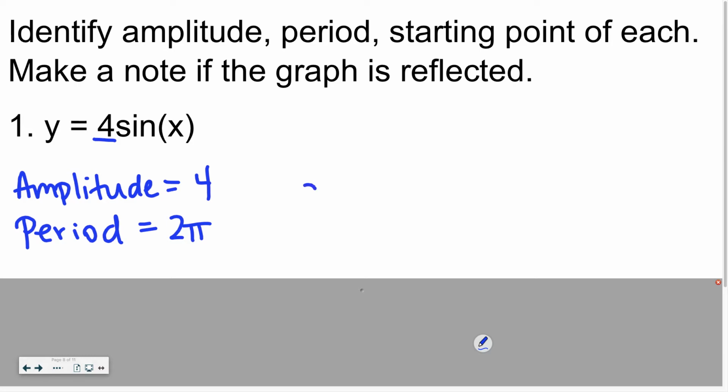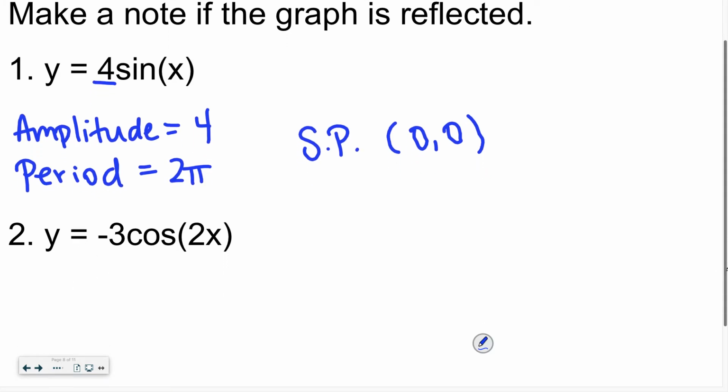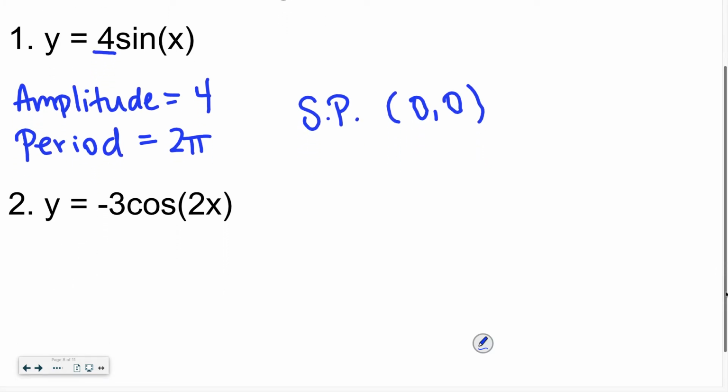All right? And then our starting point, I'm just going to call it SP so I don't have to write out all of those other letters. Starting point. Okay? I don't see a C or a D. All right? So if there is no shift, we just keep our starting point at 0, 0. All right, let's up the game a little bit. Y equals -3 cosine of 2x.